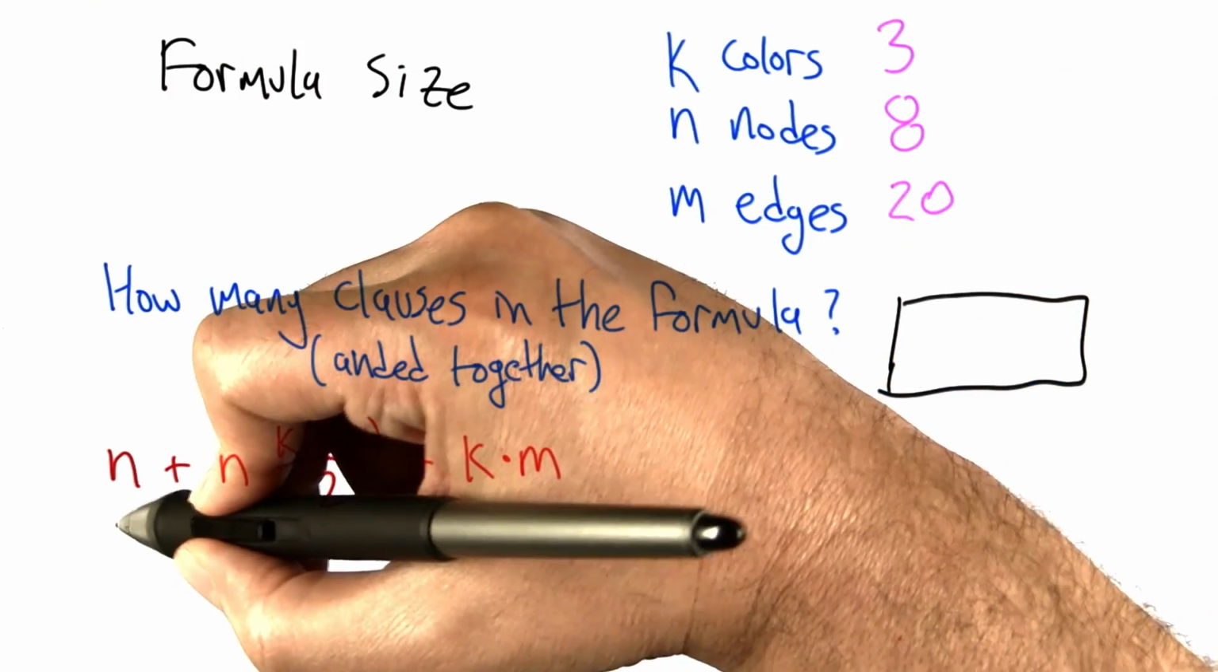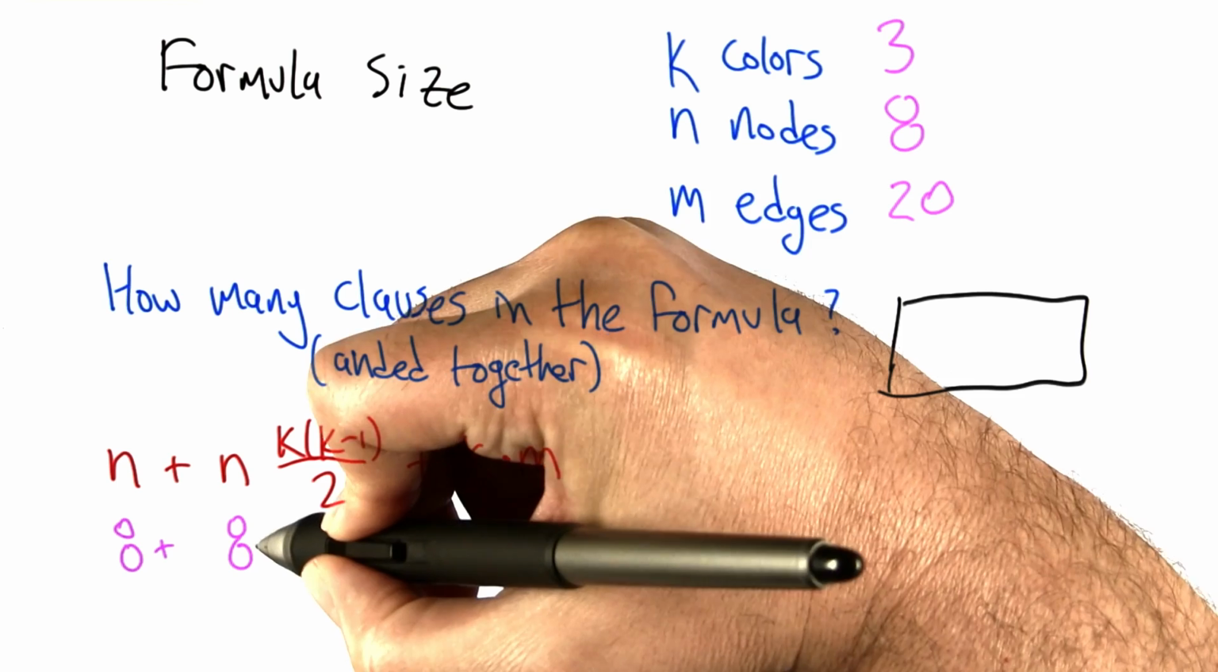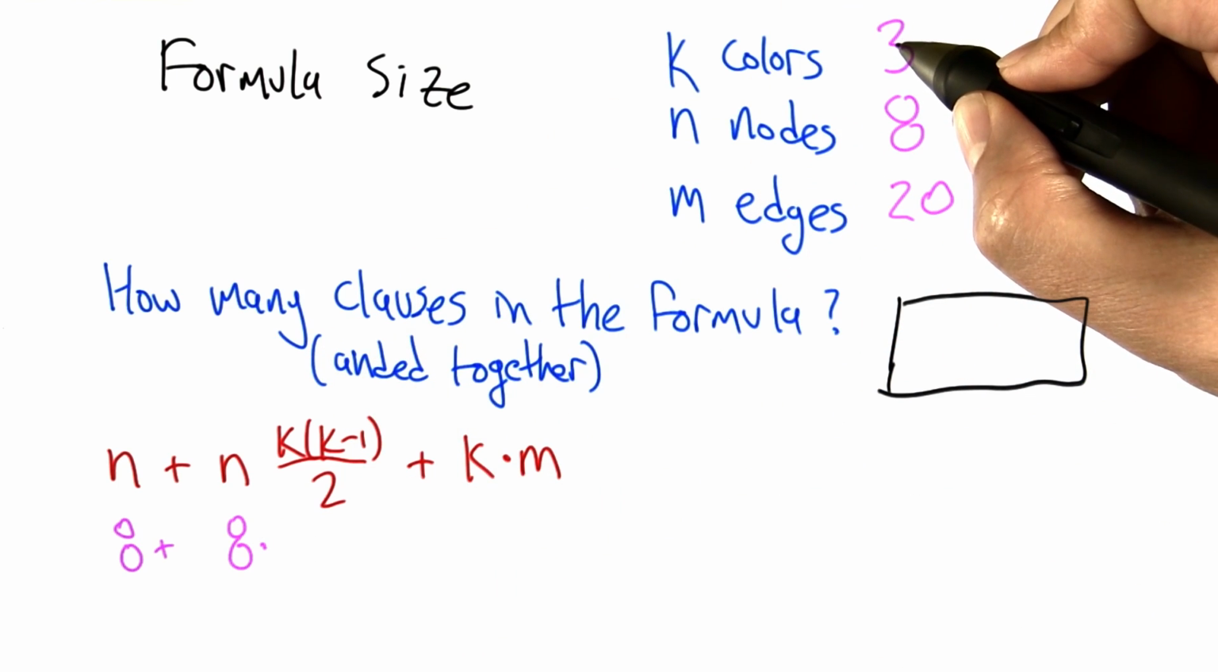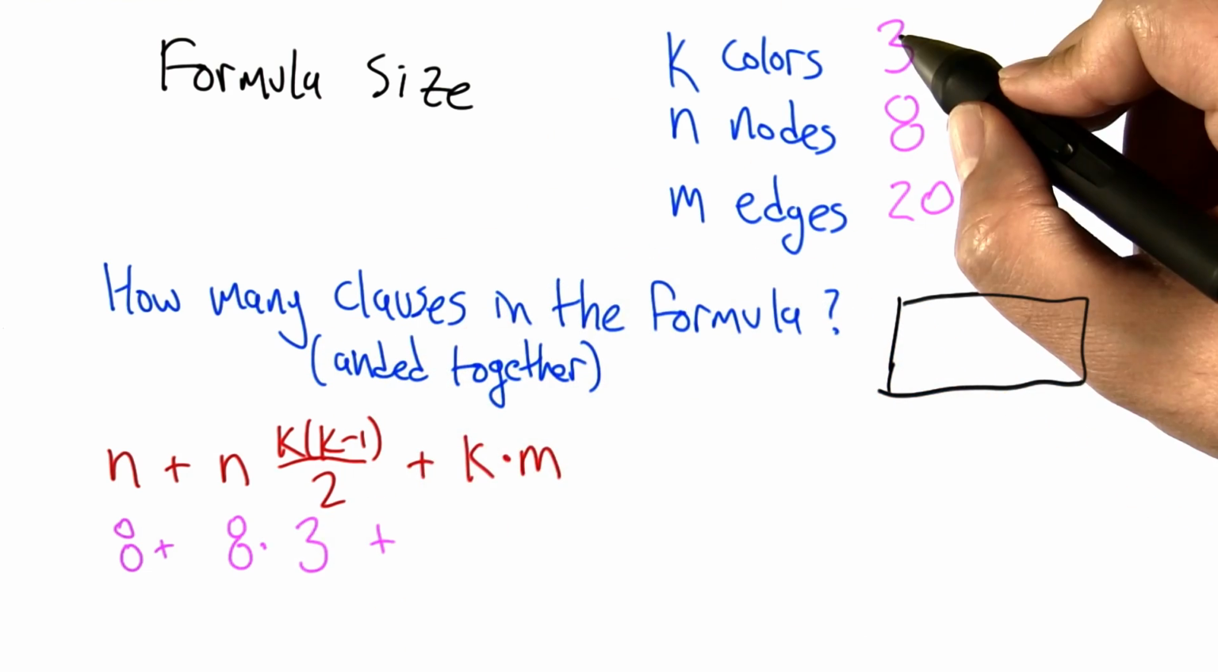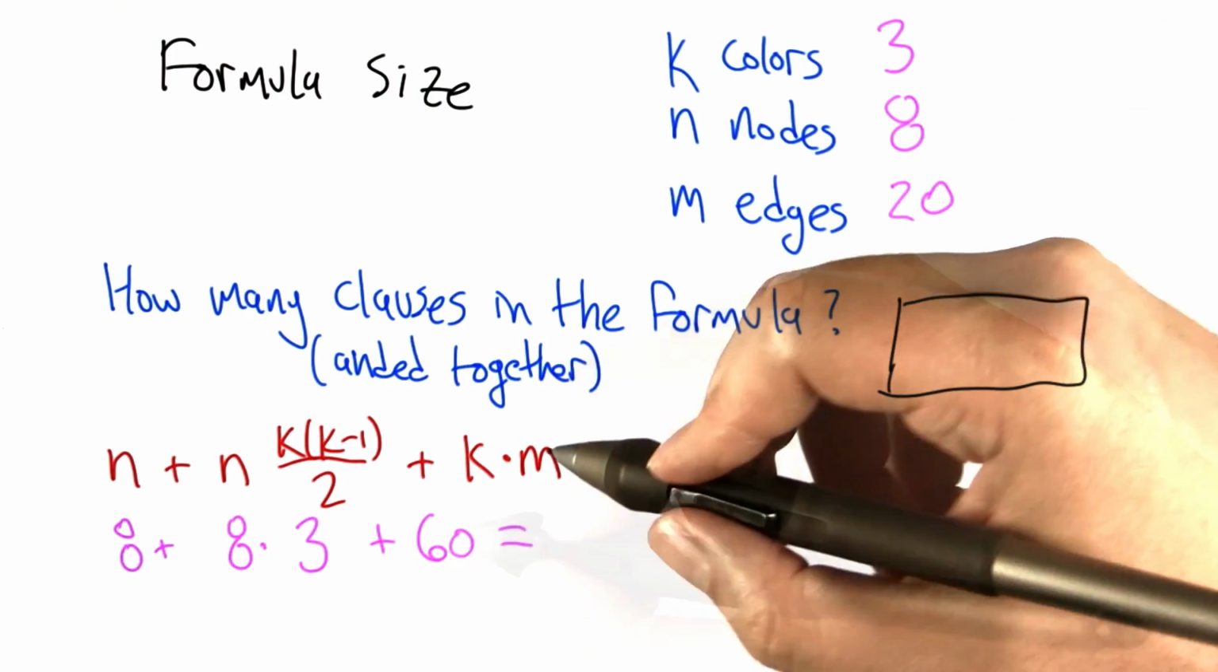So we can just plunk these numbers in. 8 plus 8 times 3 times 2 divided by 2 is 3. 3 times 20 is 60. 92 is what I get.